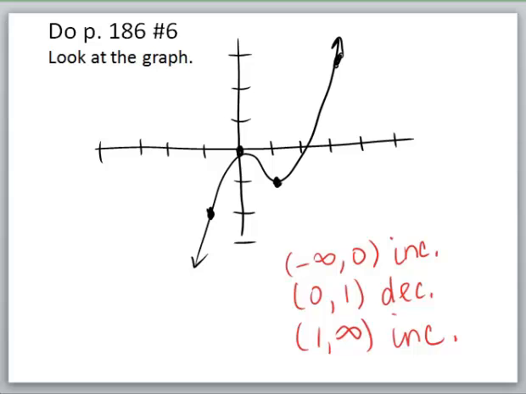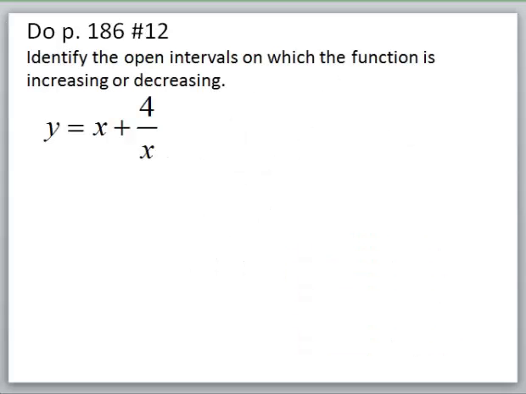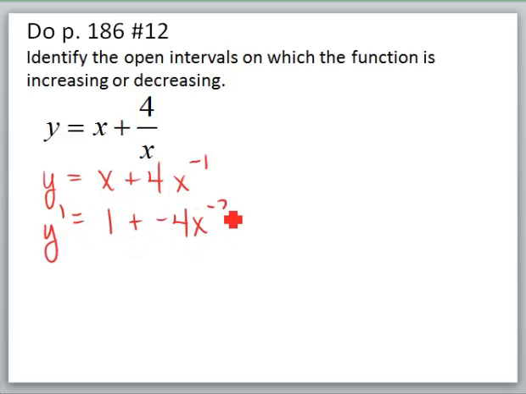So we are able to name the intervals of increase or decrease by looking at a graph or by looking at the derivative. The next problem we're going to look at is one where they don't give me a picture. Now, of course, I could use my graphing calculator to come up with a picture, but we're not going to do that. We're going to compute the first derivative, and we're going to test those values. So when I take the first derivative, actually, let's go ahead and rewrite this first. Let's say y equals x plus 4x to the negative 1. Now let's go ahead and take the derivative. I get 1 plus negative 4x to the negative second.